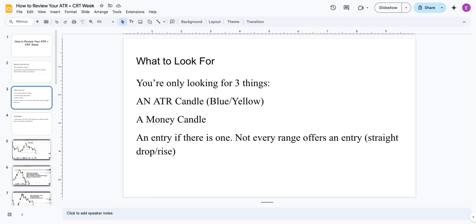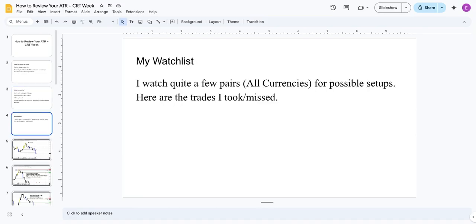But you're looking for the money candle. And again, those videos refer to what that is if you don't know. And the entry, if there is one, because not every range is going to offer an entry. Sometimes price will just do a straight drop or a straight rise, and we don't chase those. So with my watch list, I can watch quite a few pairs, all of them currencies. I'm a forex trader. So here are the trades that I took. Some of them I took, most of them I missed.